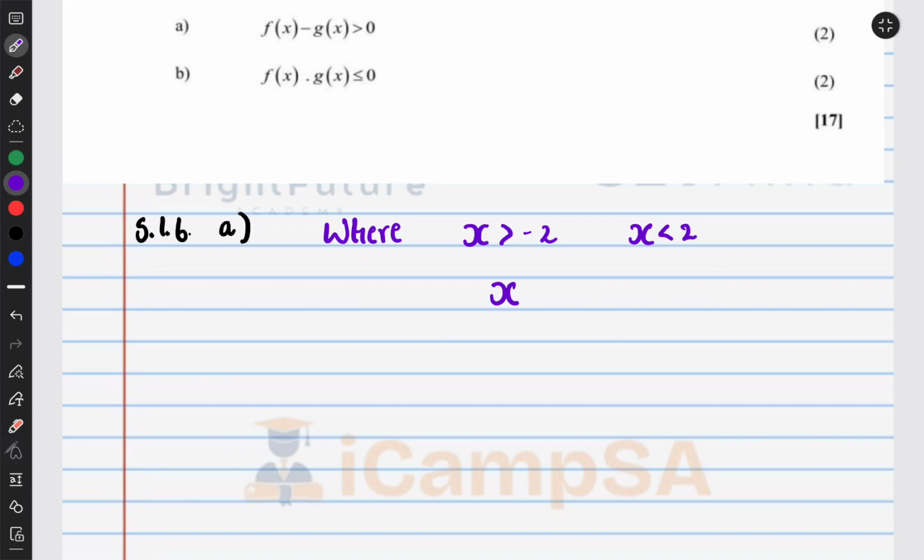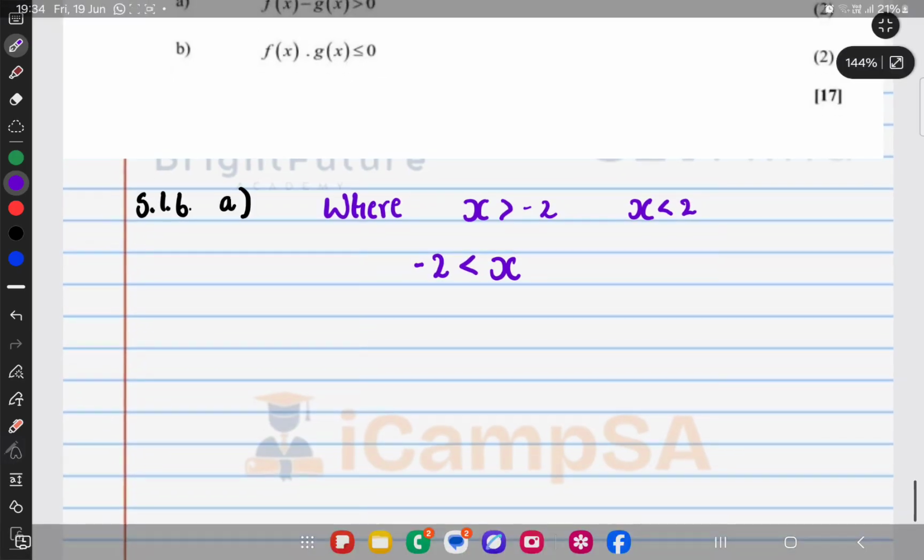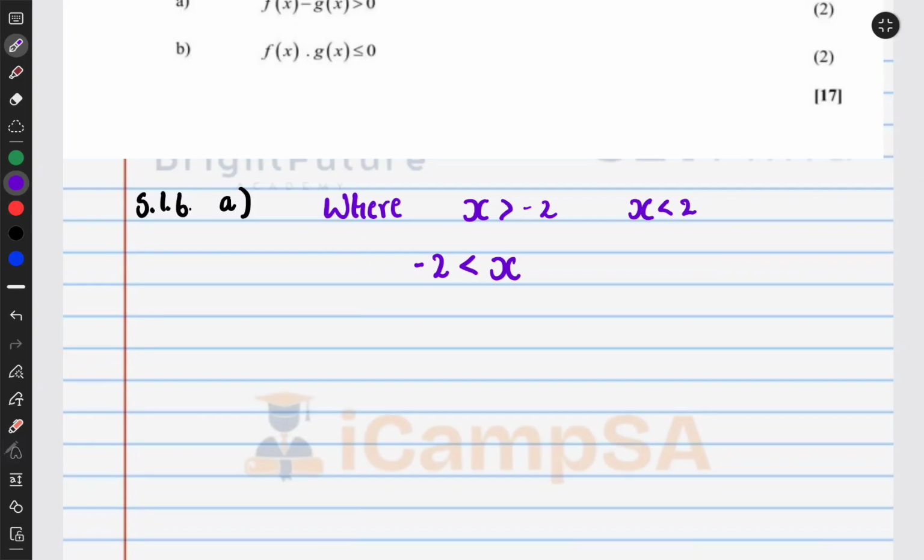Let's write it in the formal, proper way. So it's where x is greater than -2 but less than 2. Those are the areas. So those are the values of x.